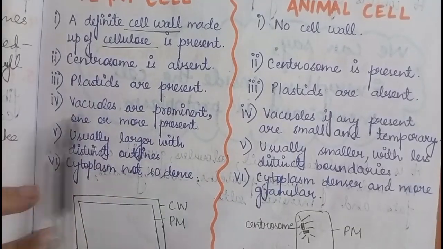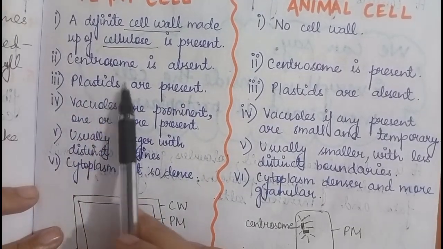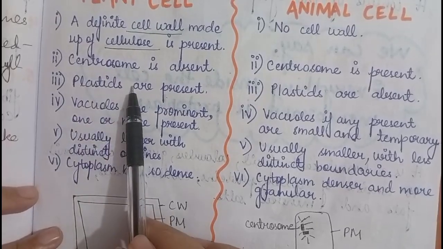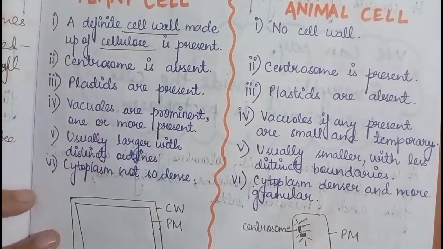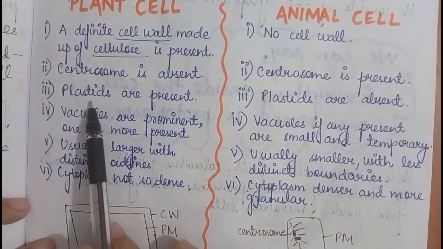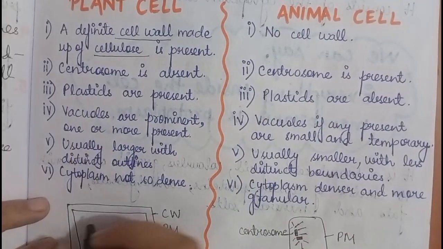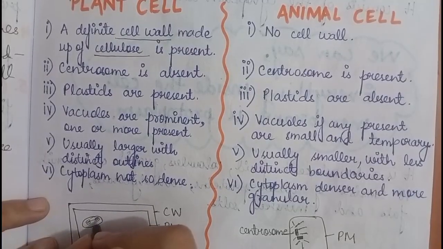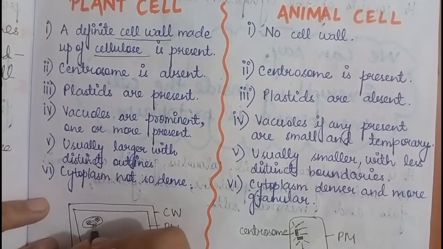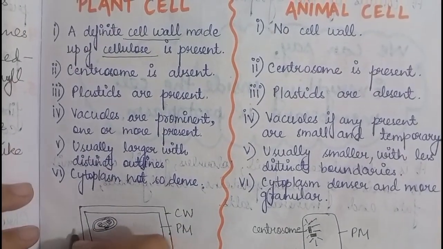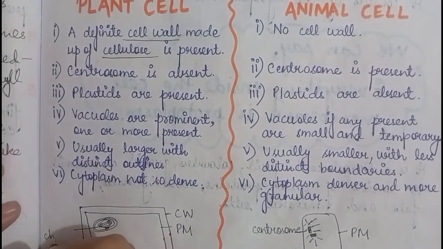Now next, plastids are present. Plastids contain different kinds of pigments that give colors to different parts of the plant. So they are present in plant cell and they are absent in animal cell. One example of plastid is the chloroplast. This is present only in case of plant cell. This is chloroplast.